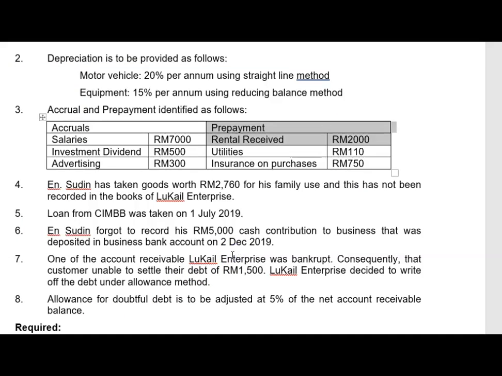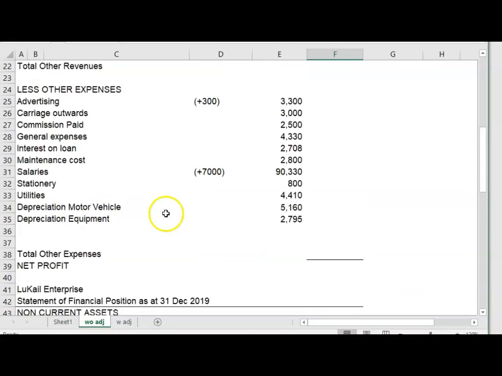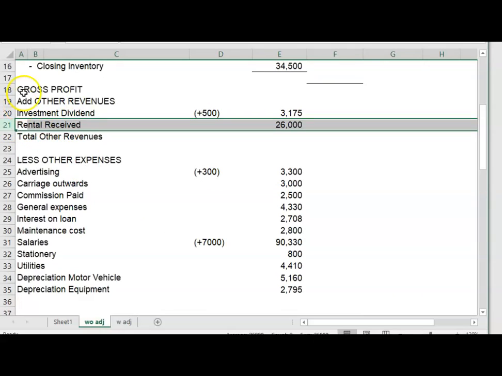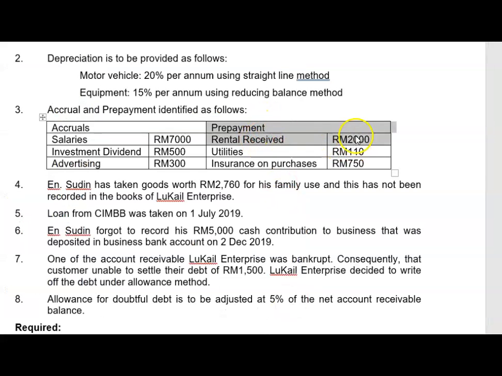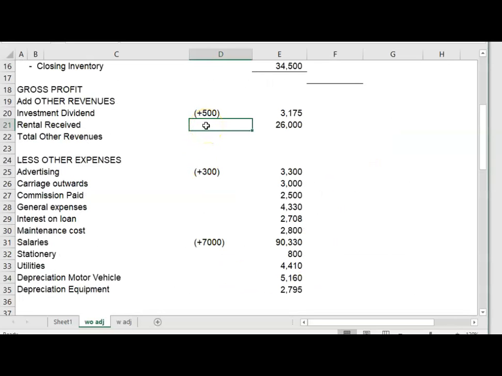Now have a look on the prepayment. Prepayment must be deducted because it's overpaid. Already paid to the other party. So prepayment deduct, and must recognize whether it is current liability or current asset. Now go to rental received. Go to your answer. Find out where your rental received. Here, rental received on the revenue. Just now it's prepayment. Prepayment must deduct. Prepayment of 2,000 ringgit. So you need to deduct this amount with 2,000. So it becomes 24,000. Just now 26, now 24,000.